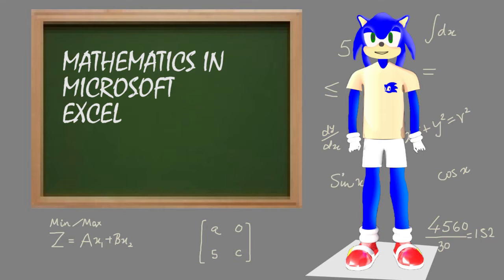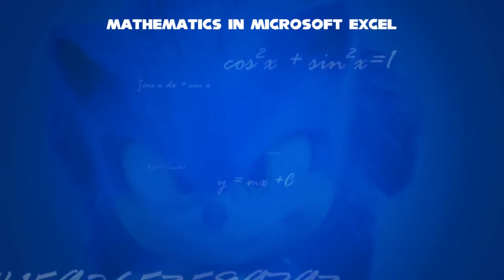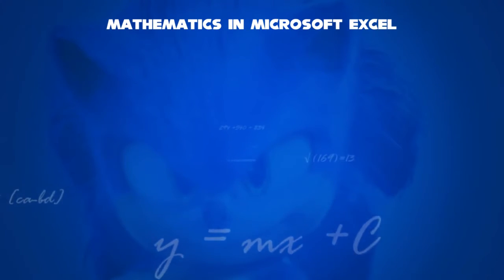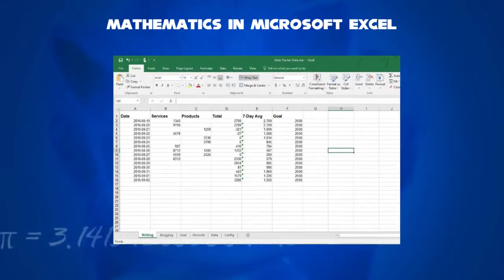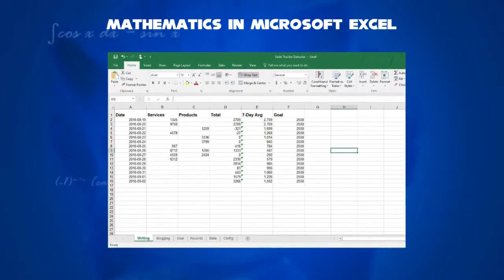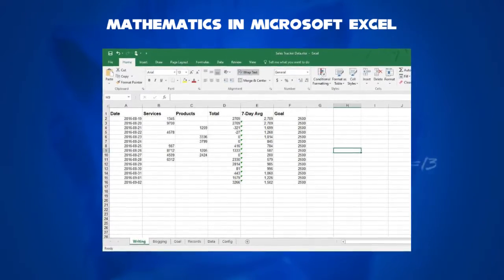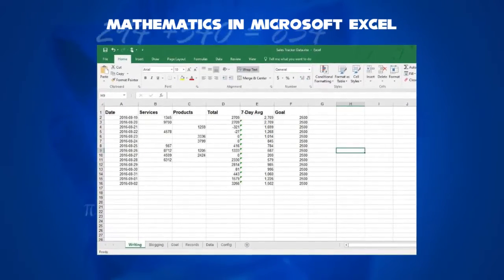Hello, I'm Sonic. Introduction to Mathematics in Microsoft Excel. In terms of Ben Tennyson's lesson, we begin with Microsoft Excel. This application uses spreadsheets, including data entries in a cell, like a graph in X and Y axis. It is used to construct a table for statistical purposes.